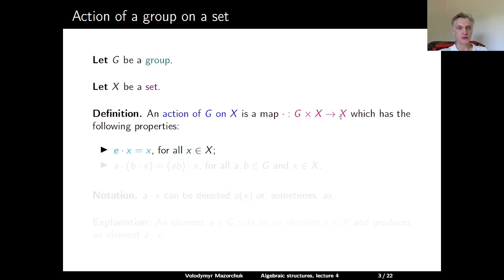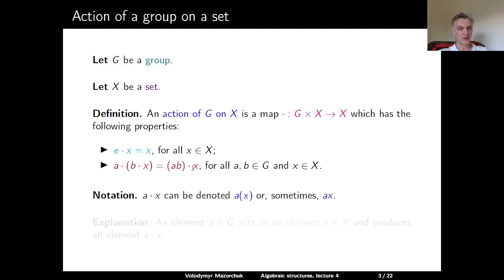And this map is supposed to satisfy the following properties. First of all, e acting on x gives x for any x in our set. And the second property: if we act by a on the outcome of acting by b on the element x, this should be the same as acting by the product ab on the original element x. And this should hold for all a and b in G and for all x in our set.